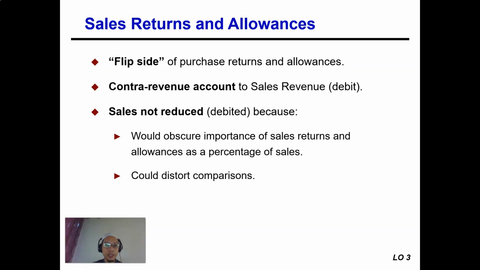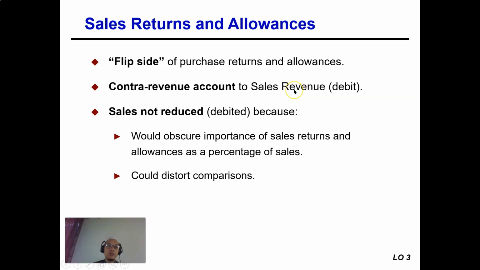Okay, so there are some issues regarding sales. Similar to purchases, it's not as simple as a sale and everything's done. In terms of sales, there are also cases where the customer returns the items, and the seller needs to make sales returns or allowance. This is the flip side of purchase returns and allowance. The other party is making a purchase return, but the seller will regard it as a sales return and allowance. And it is a contra revenue account to sales revenue.